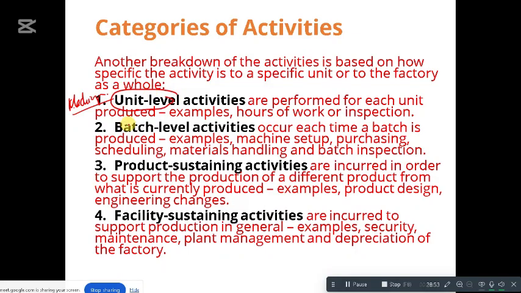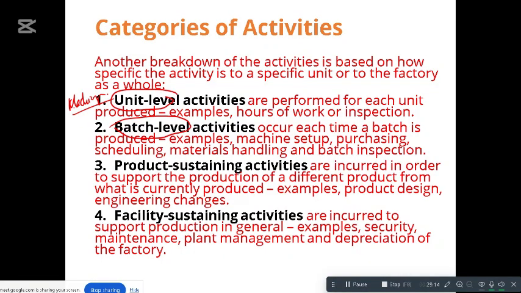That's called unit level. Batch level means you do batch by batch. For example, machine setup. You don't do it for every unit. You do it for every 5,000, 10,000 units. Procurement of materials. You don't buy material for each unit individually. You buy materials for a certain number of units.